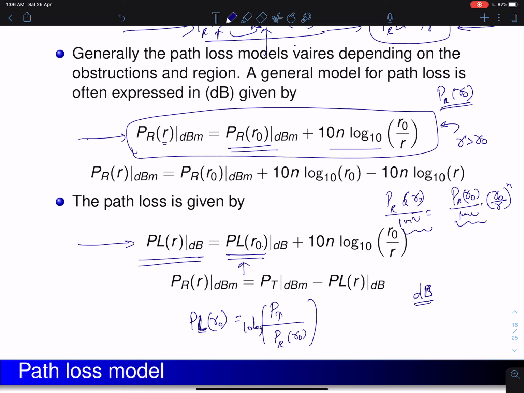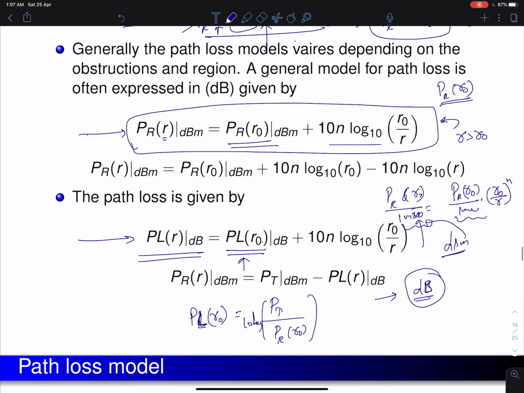Whenever you are measuring power, I'll normally measure power with respect to 1 milliwatt, so I have to mention dBm. I have to tell that this is measured with respect to 1 milliwatt. But path loss is purely a ratio of two powers, so I don't need to tell what reference I'm measuring with. There is no need as well. So path loss will directly have units of dB.